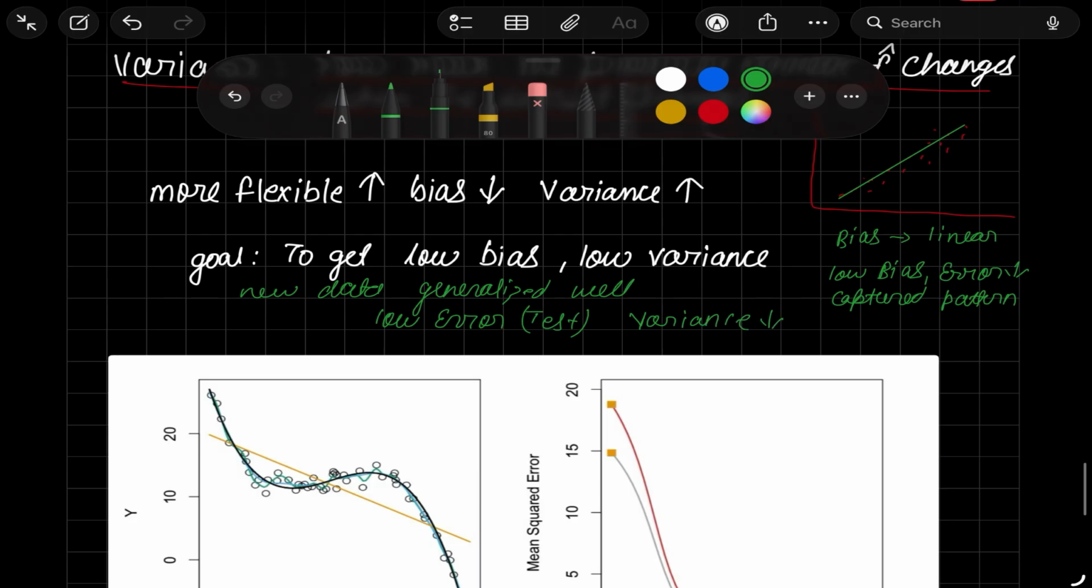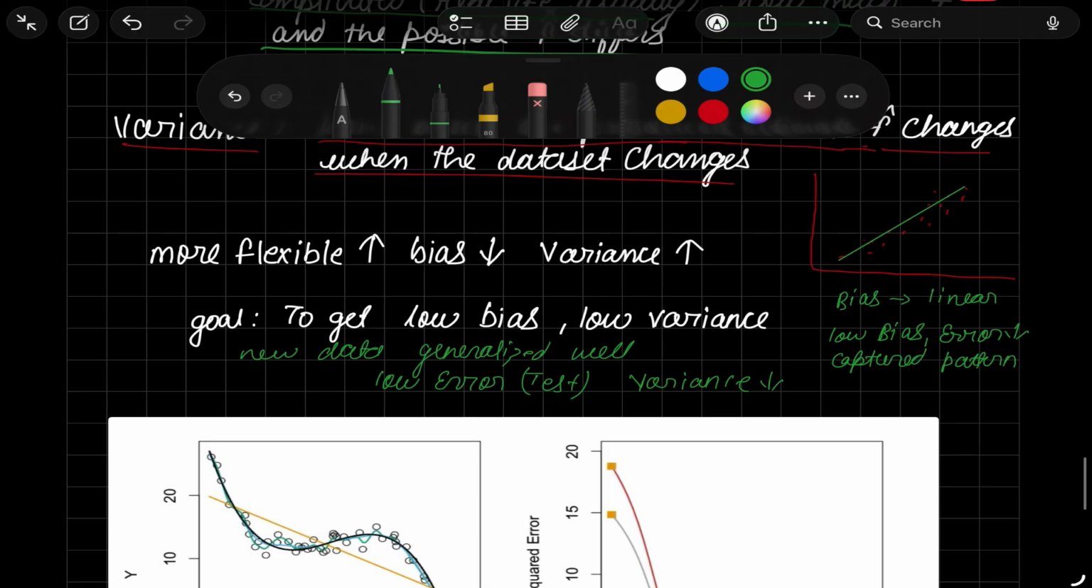The variance is low. But does it happen in real life? No, man. It doesn't actually happen in real life, because low error doesn't mean that it has actually captured the pattern. Low error or zero error could be like this.